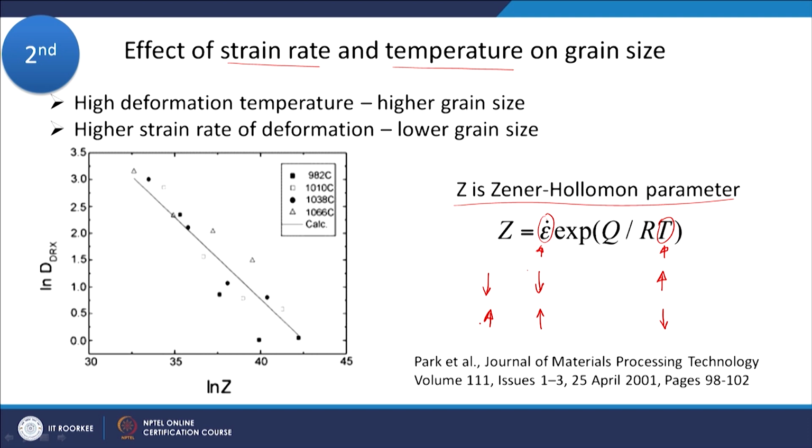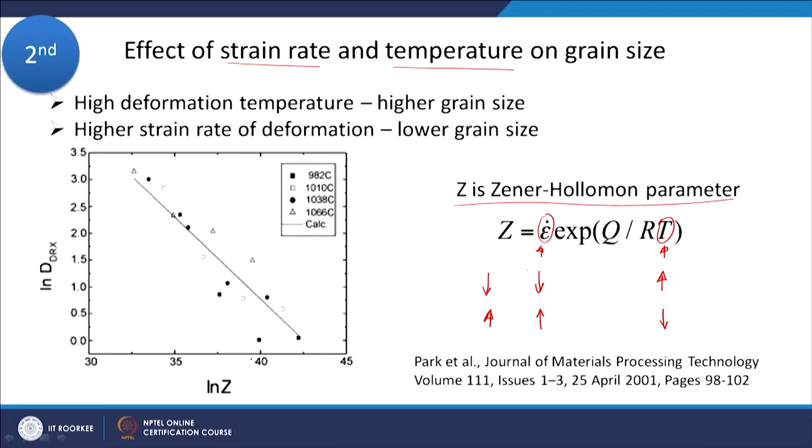So, higher strain rate and lower temperature will promote lower grain size, as you can see in this graph, where on the x axis ln of Z is plotted and on the y axis ln of grain size is plotted. You can see as Z is increasing, my grain size is reducing. So, that is the effect of thermomechanical processing, the control of temperature, strain rate and of course strain also, to refine the microstructure.